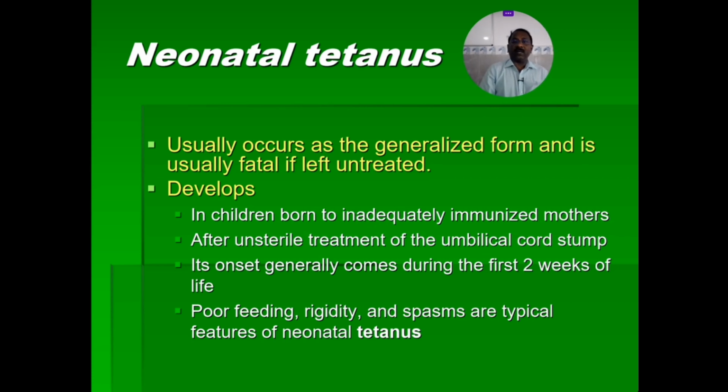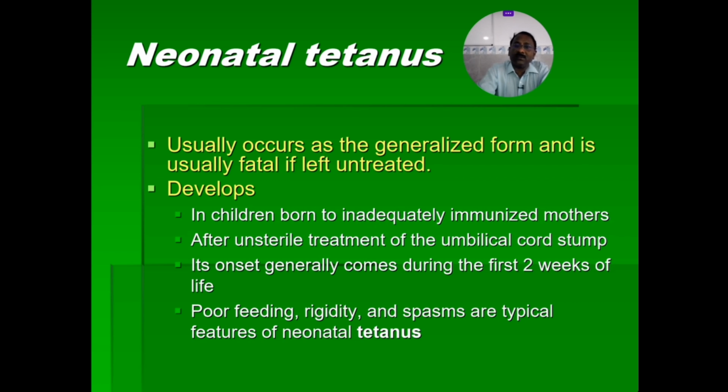In children born to inadequately immunized mothers, that is the reason nowadays all pregnant mothers should be given a tetanus injection, between 27 to 35 weeks of gestation, without the prior history of immunization. So whether they are immunized or non-immunized, every pregnant woman has to take one TT between 27 to 35 weeks of gestation. Children born to inadequately immunized mothers are definitely prone to neonatal tetanus.